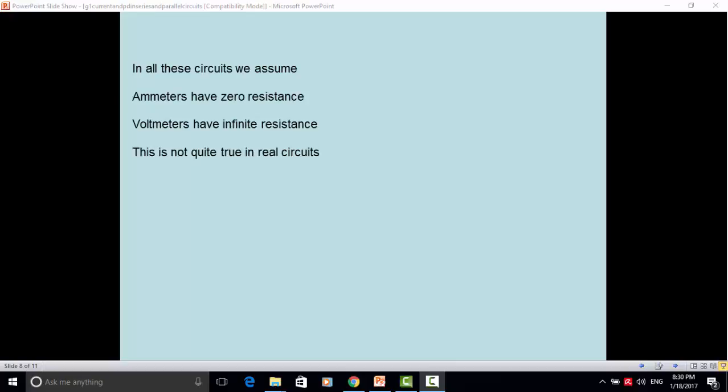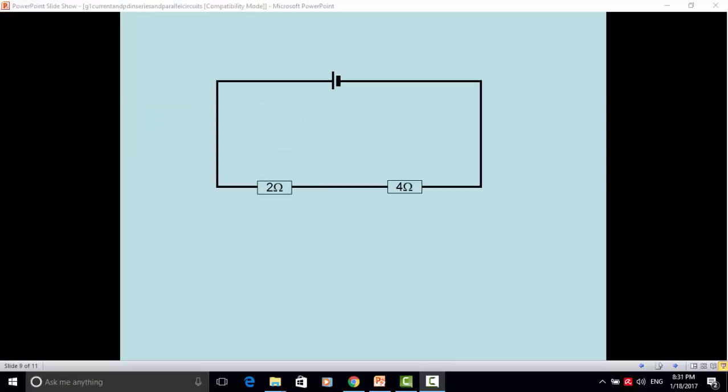In all these circuits, we've assumed that ammeters have 0 resistance and that voltmeters have infinite resistance. This isn't quite true in real circuits, but it's a good enough assumption. Here we have a circuit with a cell and a 2 ohm resistor and a 4 ohm resistor. So this resistor has got twice the resistance, is twice as hard to get through as this one. It will therefore require twice the energy.